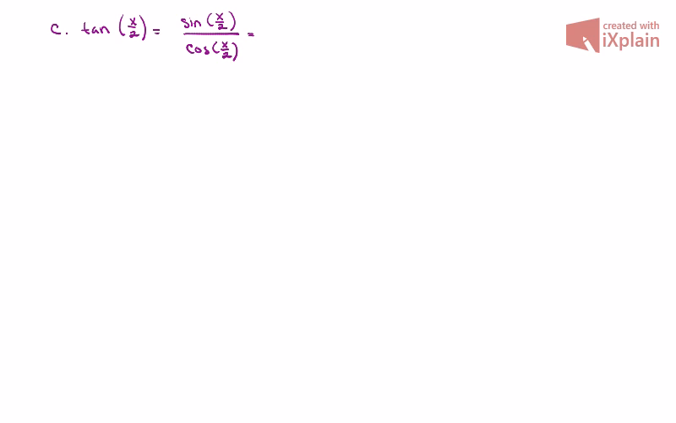So we know that the sine of x over 2 is going to be the square root of 1/2 plus 2 root 3 over 7. And we know that the cosine is the square root of 1/2 minus 2 root 3 over 7.